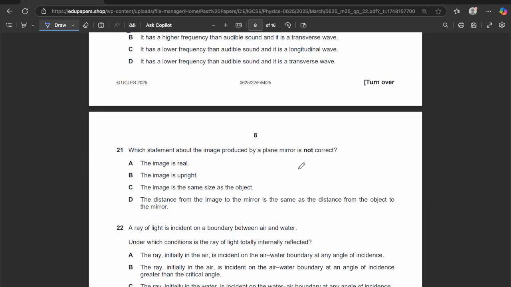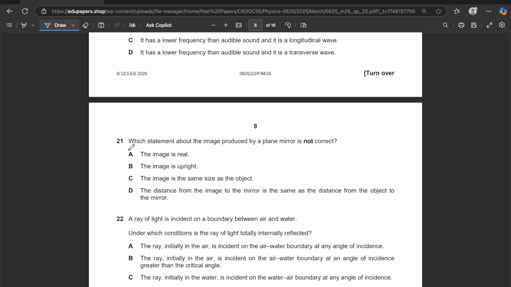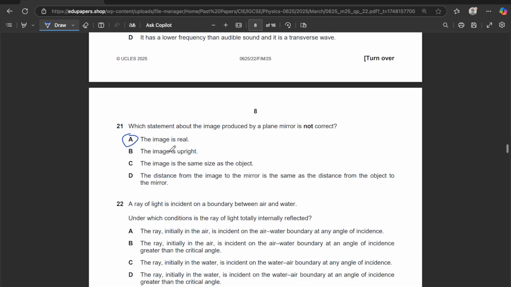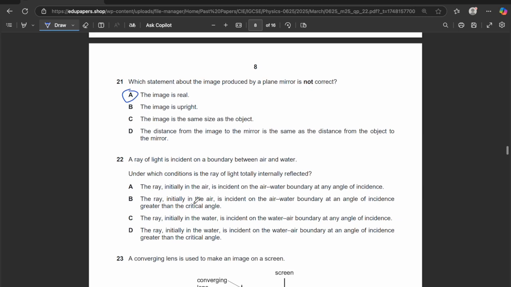And 21. Which statement about the image produced by a plane mirror is not correct? So the image is real. It is actually virtual. You only see the image. You can't form that image on the screen, and you only see it because those imaginary lines kind of meet together, and that's not the real image. That's only virtual. And now you can see that the images are bright, right? And same size and everything. So these three are correct.